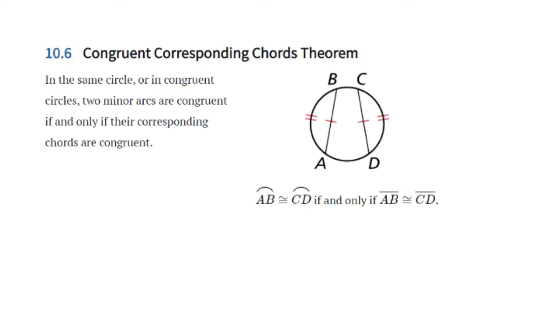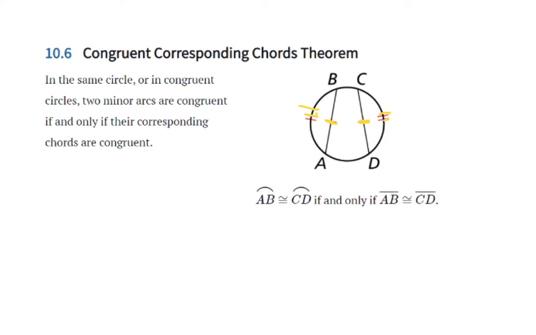This is kind of just a goofy little theorem that says if we're in the same circle or two congruent circles, two minor arcs are congruent if and only if their corresponding chords are congruent. So in other words, these chords are congruent because their arcs are congruent. Conversely, the arcs are congruent because the chords are indicated as congruent.